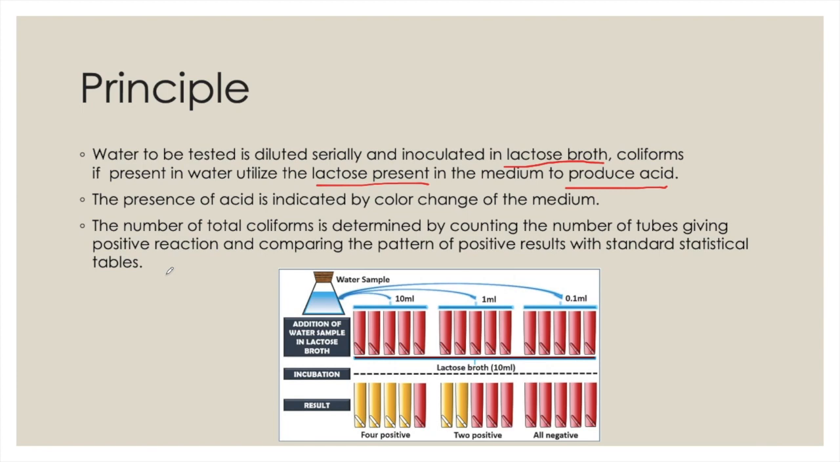We will discuss all the table and everything. So we can see here it will look like this. This will be the sample which will be tested in different test tubes in different proportion, and we will see whatever positive results are observed. On the basis of that, we will check the standard statistical table and determine the most probable number. So before moving further, we should know a little about the medium, that is the lactose broth.